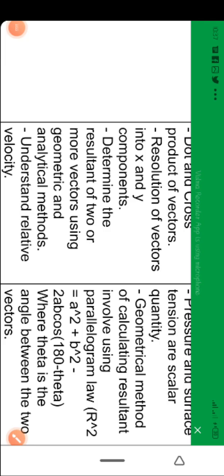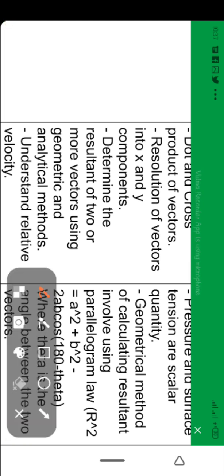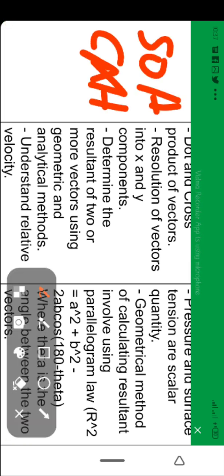Now, for the resolution of these forces, you need something from math. Let's borrow from math. You need SOH CAH TOA. You should remember this from math. SOH is for what? Sine theta equals opposite over hypotenuse. CAH is what? Cos theta equals adjacent over hypotenuse. TOA is what? Tan theta equals opposite over adjacent.